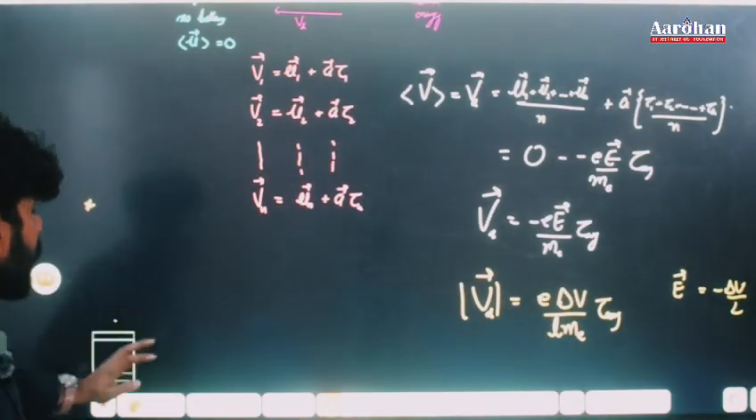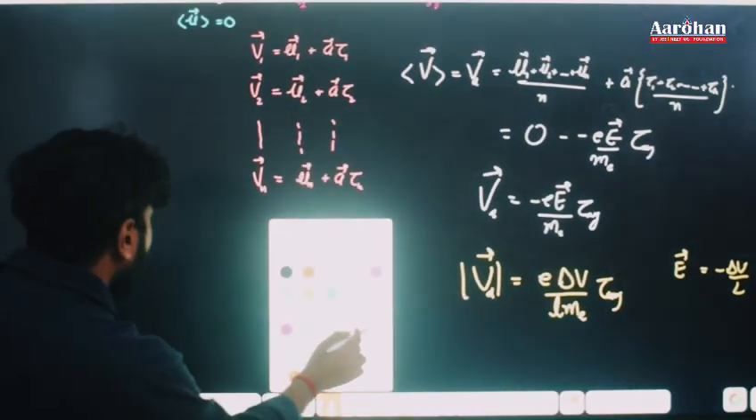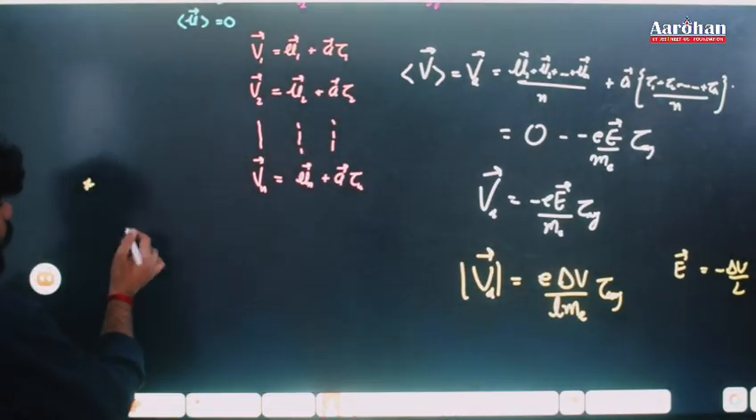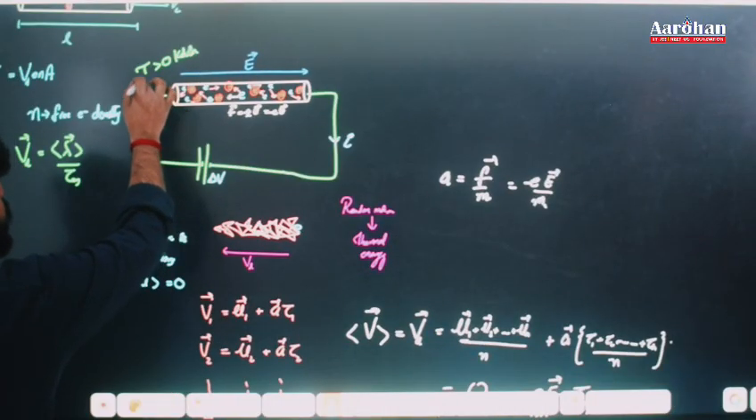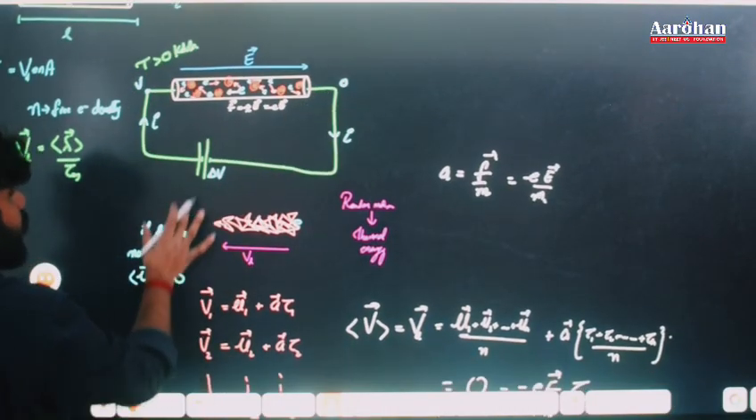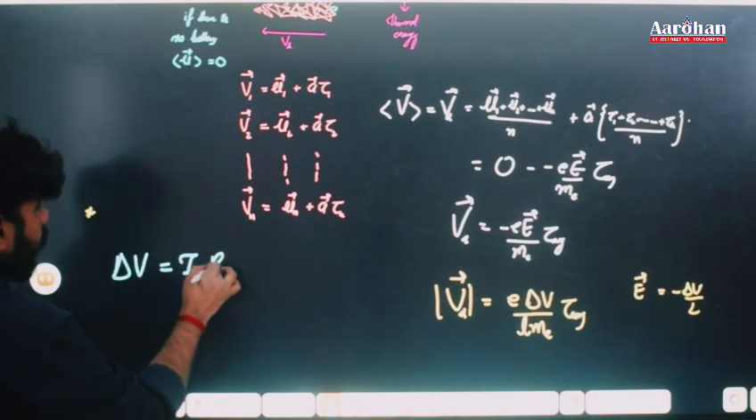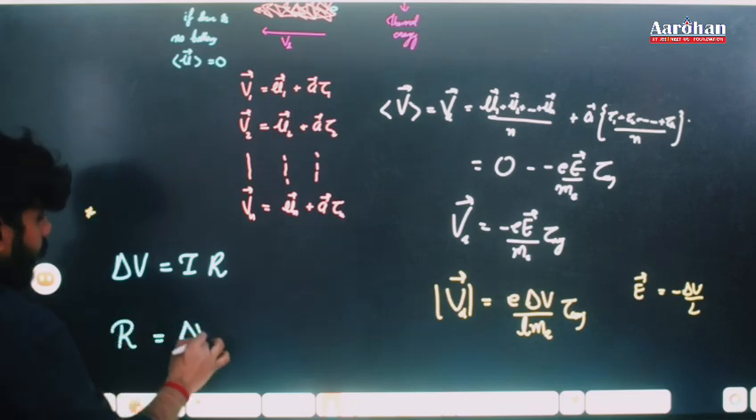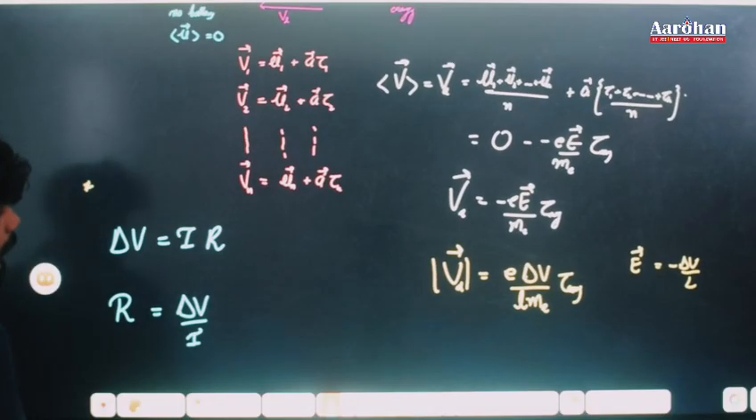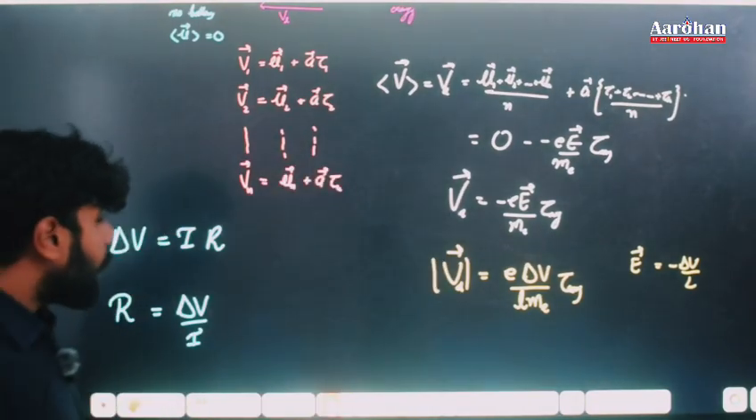So we can say, if you remember Ohm's law, if we have this conductor, potential difference across this is delta V. So delta V equals IR, that is very basic, you all should know. So R is simply delta V by I. It seems that resistance depends on delta V and I, but it does not depend on delta V or I. It actually is independent of that.